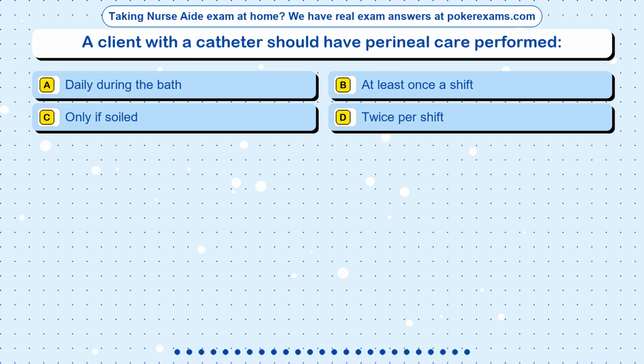Question 13. A client with a catheter should have perineal care performed: Option A, daily during the bath. Option B, at least once a shift. Option C, only if soiled. Option D, twice per shift.